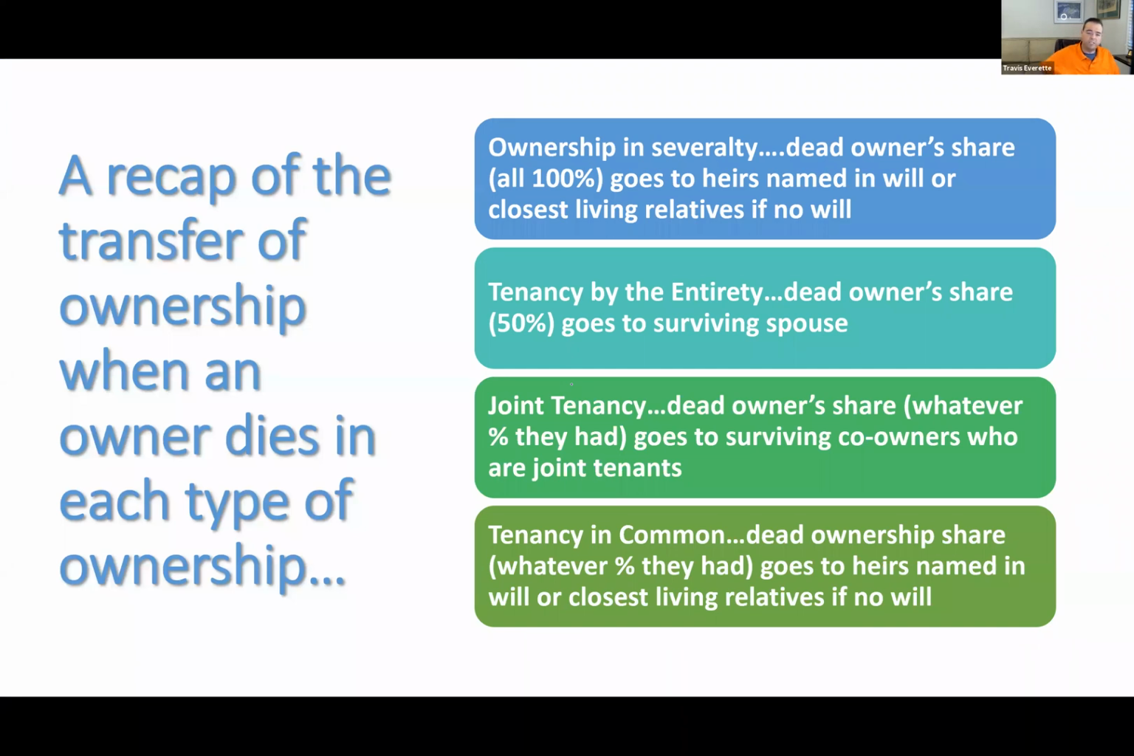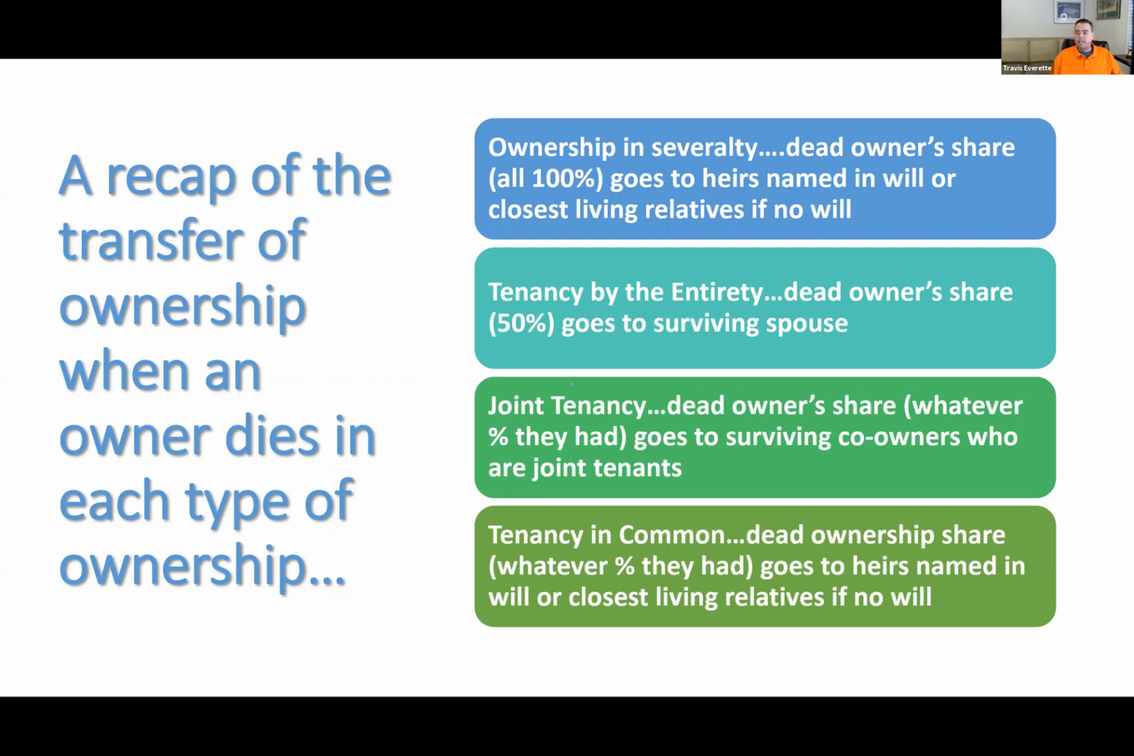Okay, so this is just a recap of all those. If we have ownership in severalty, we only have how many owners? One. So when an owner in severalty dies, what's going to happen with their share? It's going to go to their heirs. That's automatic. Tenancy by the entirety: how many owners do we have? Guaranteed, two. Do they have survivorship? Yes. So when a tenant by the entirety dies, what's guaranteed to happen with their share? It goes to their surviving spouse.